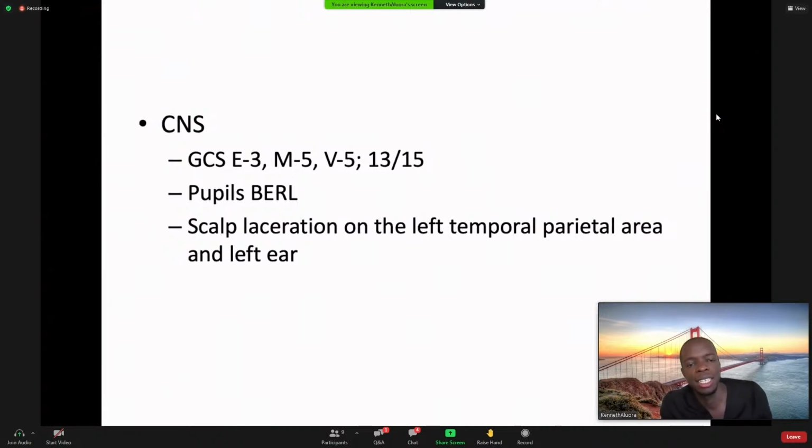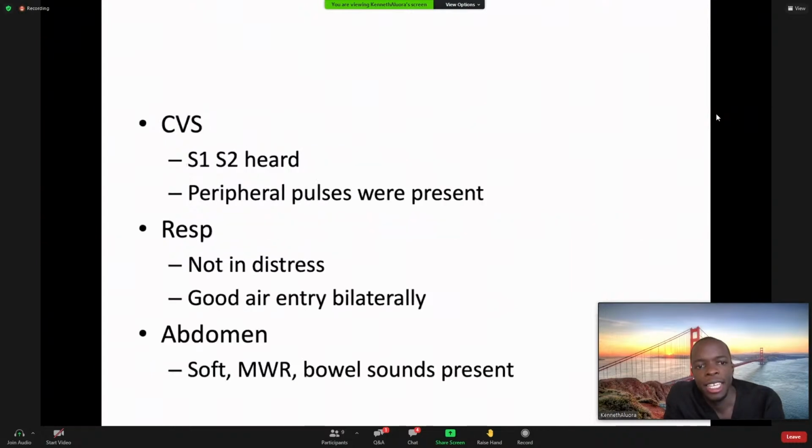On CNS, he had reduced level of consciousness, and his GCS was 13 over 15. The pupils were bilaterally equal and reactive to light. The scalp laceration was on the left temporoparietal area and the left ear, and both had been repaired. CVS, respiratory and abdominal systems were all unremarkable, or normal, I mean.